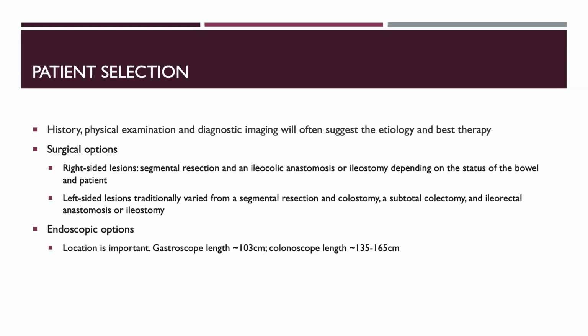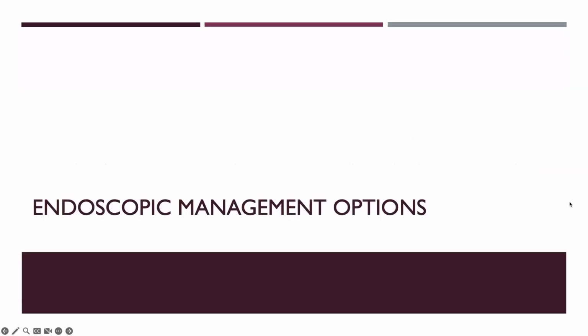A colonoscope length is around 135 to 165 centimeters, depending on if you have the extra long colonoscope. And remember, if you're trying to do things like stenting, and we'll get into this, you can't do that through a colonoscope, right? It needs to go through a therapeutic gastroscope. And so location becomes an important factor when we discuss what we can do and what the intent of what we're doing is. So next, I'm going to go into our endoscopic management options.